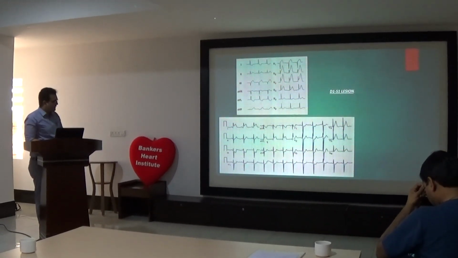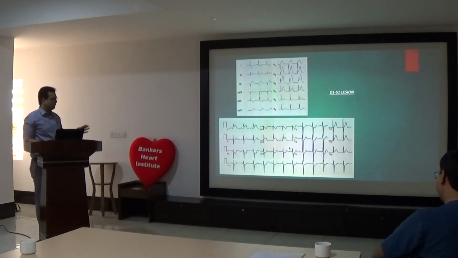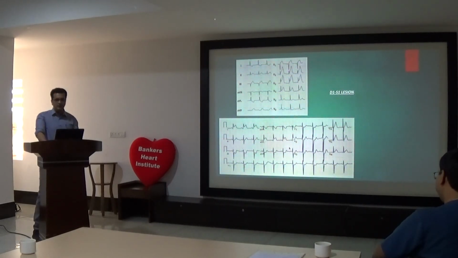In this ECG, there is significant ST elevation in leads 1 and AVL. There is significant ST depression in V4 and mostly V5 and V6, with ST depression in the anteroseptal leads and the inferior leads. This probably is a case of a lesion only in the left circumflex artery.